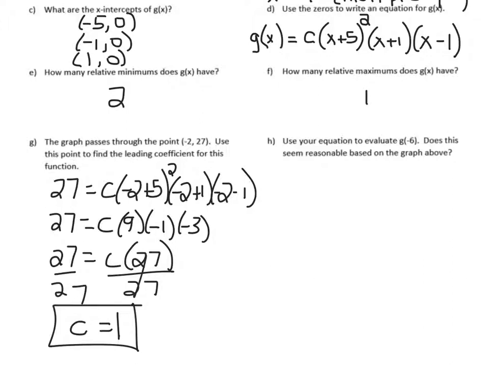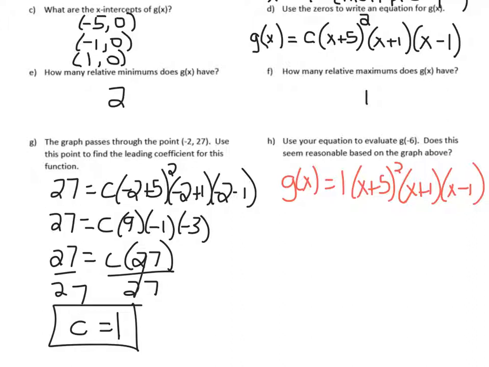Okay, so I'm just going to rewrite our function in letter H because we're going to need that anyway. So we have g of x equals, well, in place of this c, we have a 1. I mean, if you want to write it, you can. I'll write it, but you don't need it. Times x plus 5 squared times x plus 1 times x minus 1.